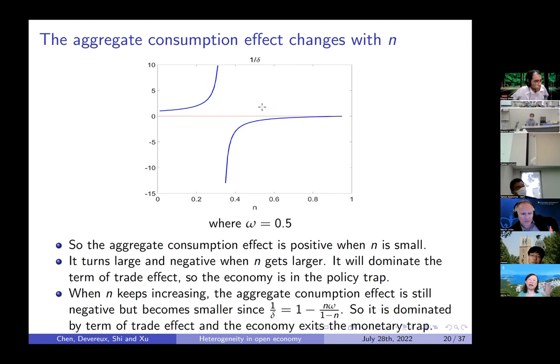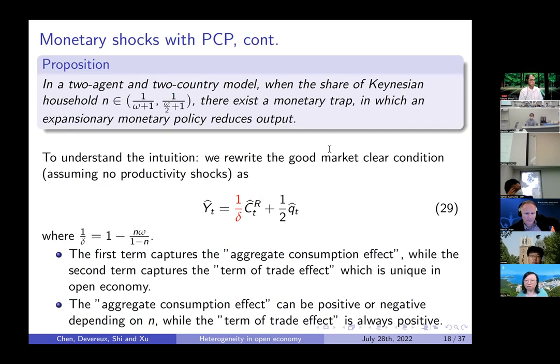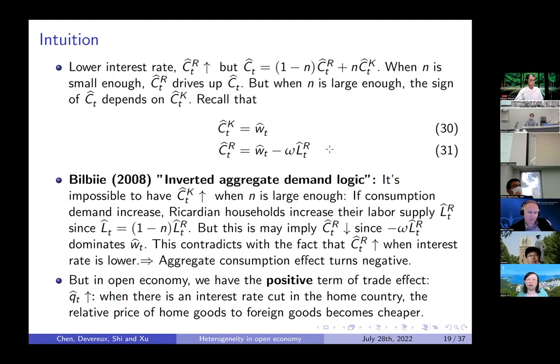So therefore, when n is small, both effects are positive, monetary policy is effective. In the middle range, the aggregate consumption effect becomes very large and dominates the term of trade effect. When n gets larger, the aggregate consumption effect becomes small, negative, then it will be dominated by the term of trade effect. Then the economy is going to exit the monetary trap. So this is the intuition. So we are going to have some result which is different from the closed economy case because of the existence of the term of trade effect in the open economy.